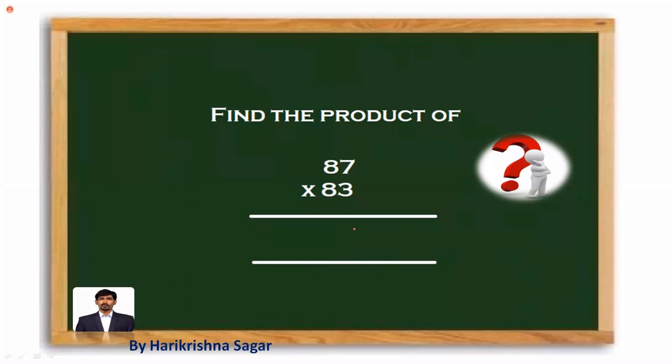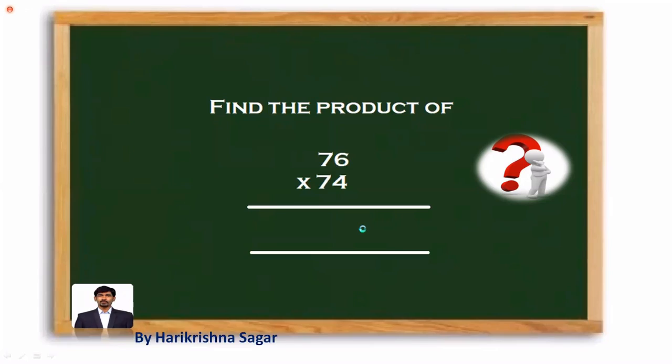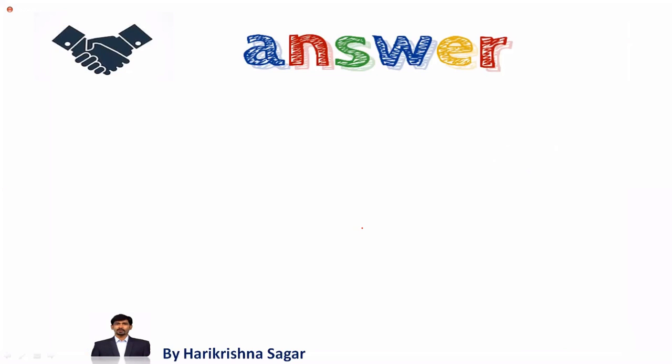So what is the answer? 87 into 83. 8 into 9 is 72. 7 into 3 is 21. Like that we can find it out. So that's the strategy. We can use this kind of strategy in finding the answer.